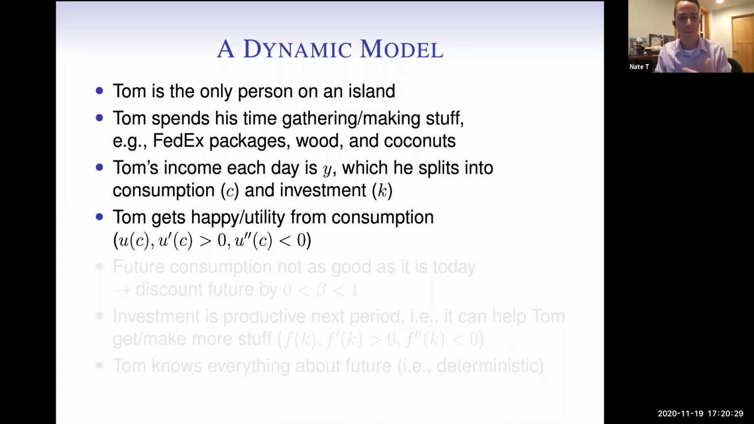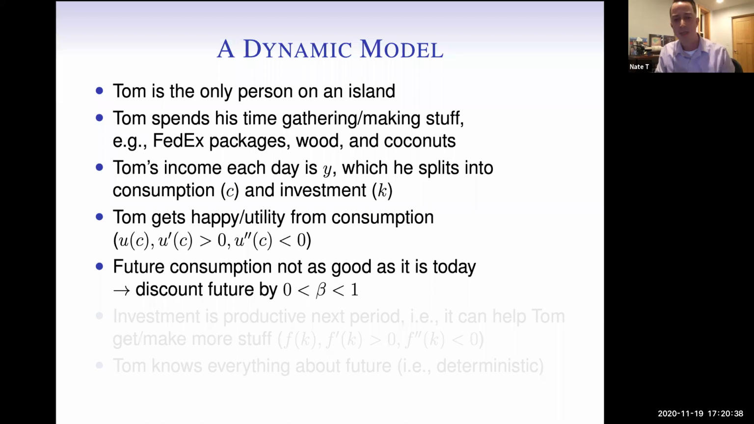Tom gets happiness or utility from consumption. And I showed you on the previous slide, the more he consumes, the happier he is, but at a diminishing rate. And then Tom is on this island for a while. Actually, I'm going to say he's going to be there forever, for the rest of his life. And so he can consume today, or he can wait to consume tomorrow or next week or 2 weeks from now. But future consumption isn't as valuable as it is today. If he eats a coconut today, it feels really good. But if he has to wait 7 days to eat a coconut, that's not so great. He's not so happy about that. So he's going to discount future consumption by this parameter beta. And beta is going to be a number between 0 and 1, so that future consumption has less value than current consumption.